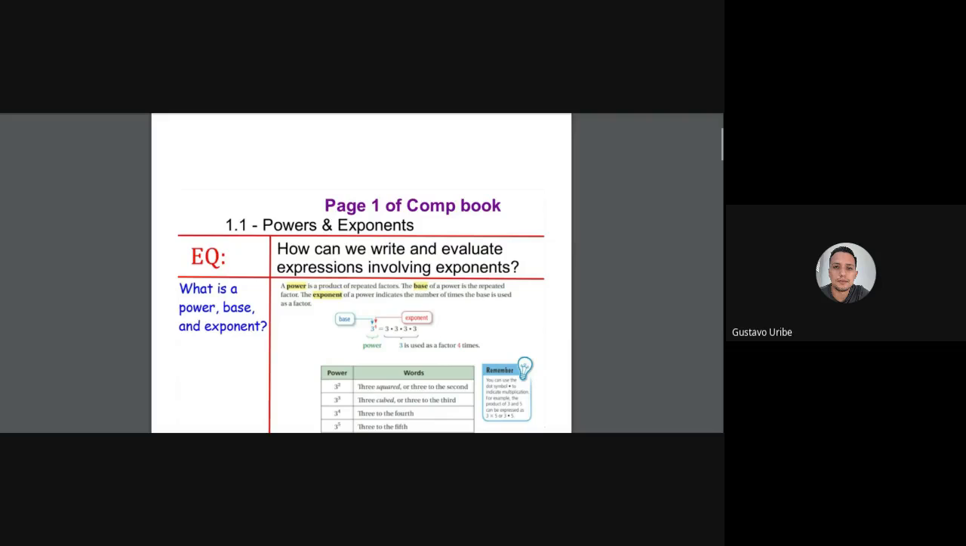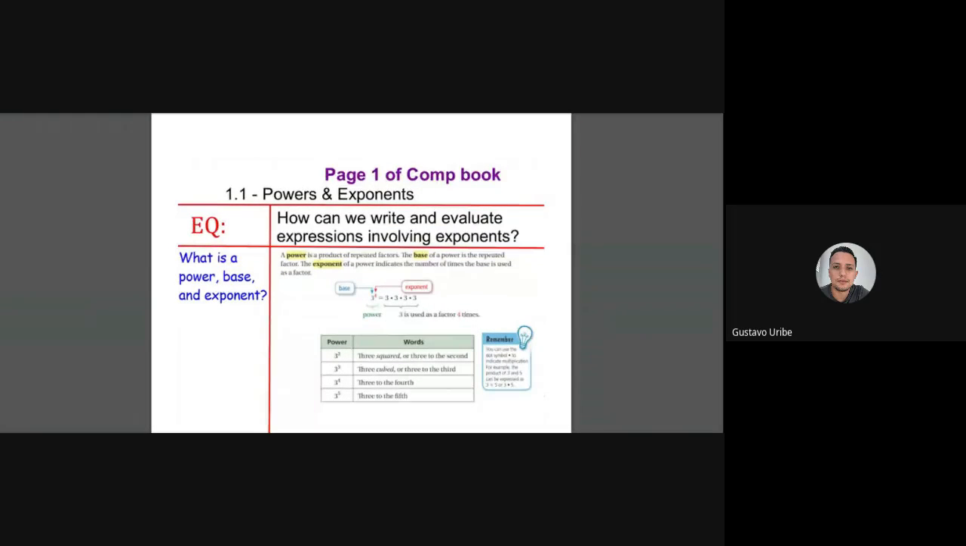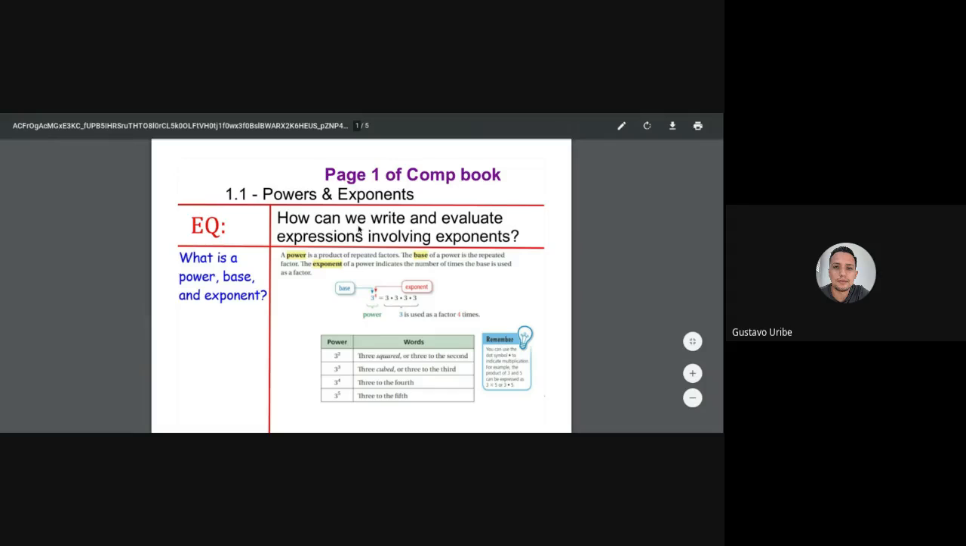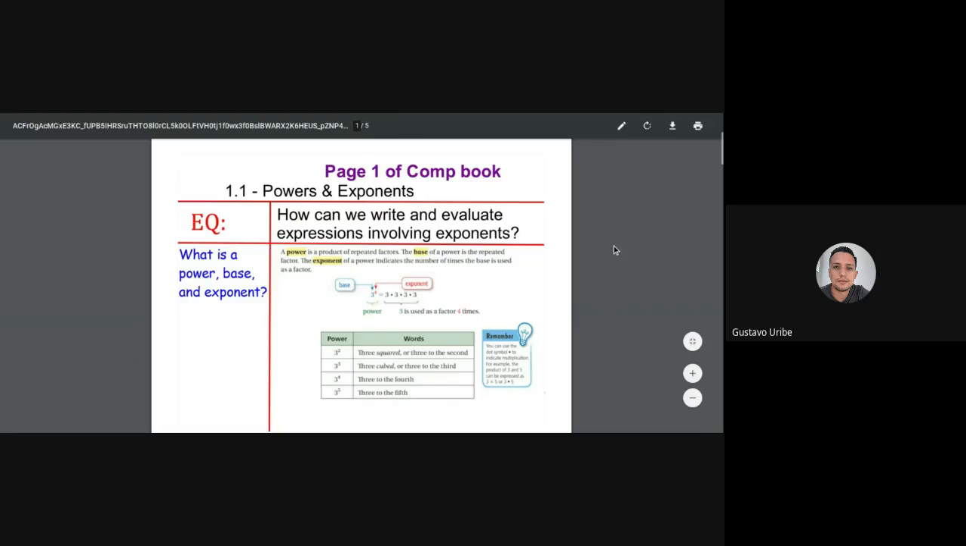Hey everyone. So today we're going over Math 6. We are going over chapter 1.1, powers and exponents. Your essential question is how can we write and evaluate expressions involving exponents? The question on the left-hand margin is what is a power, base, and exponent?